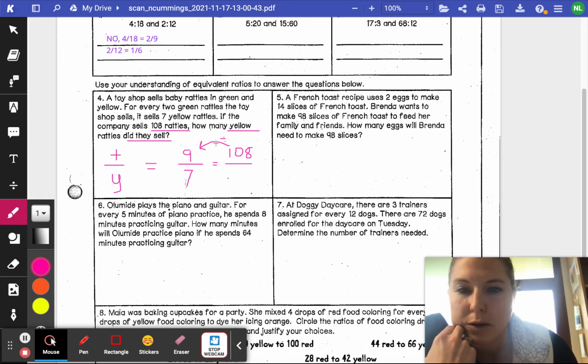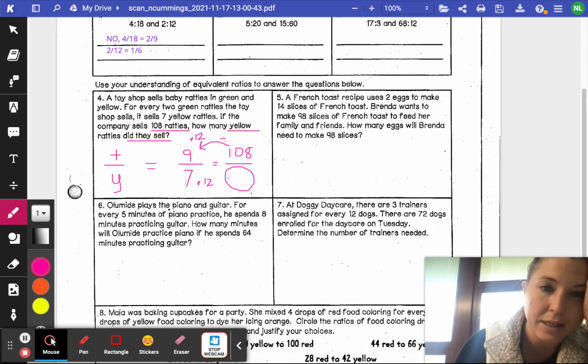So we know that 9 times 12 will give us 108. So on the bottom, whatever we do to the top, we have to do the bottom. So you have to figure out 7 times 12. And that's going to give you your answer that you'll circle that will go right here.